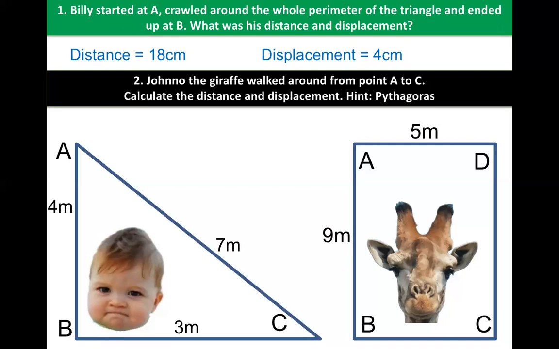Okay, what is the distance? If you walk from A and then go to C, to go to C, it says walk around. That means he goes A to D to C, or A to B to C. What is the distance? 14. Okay, so 9 plus 5, 14.